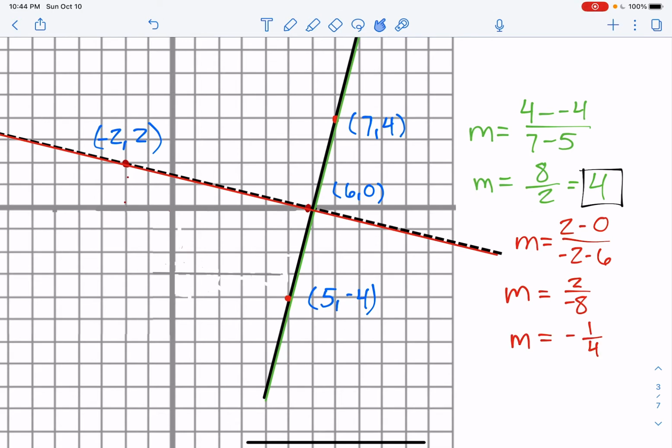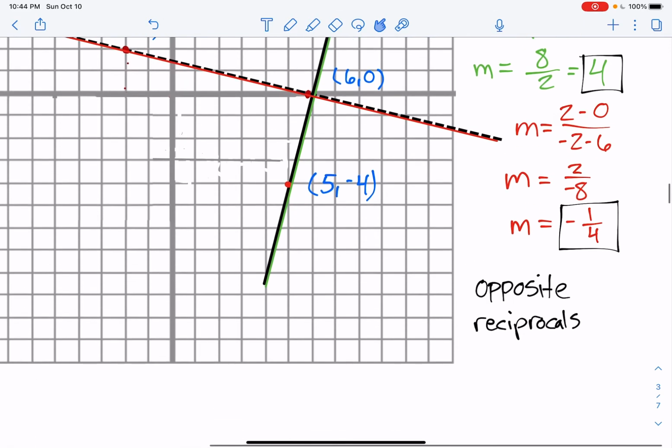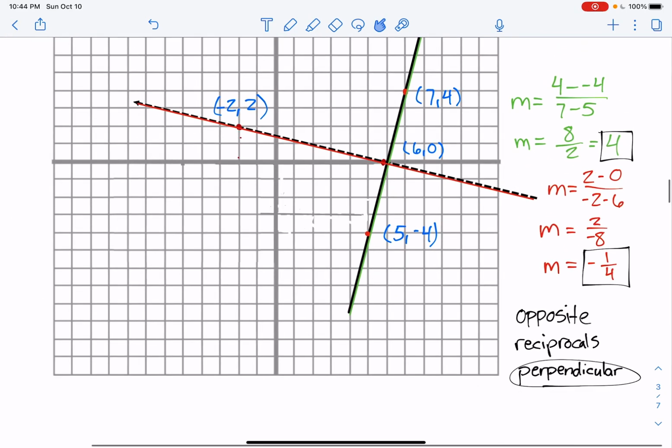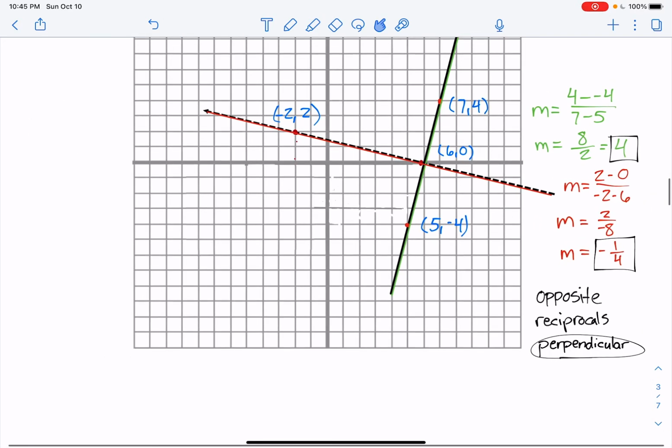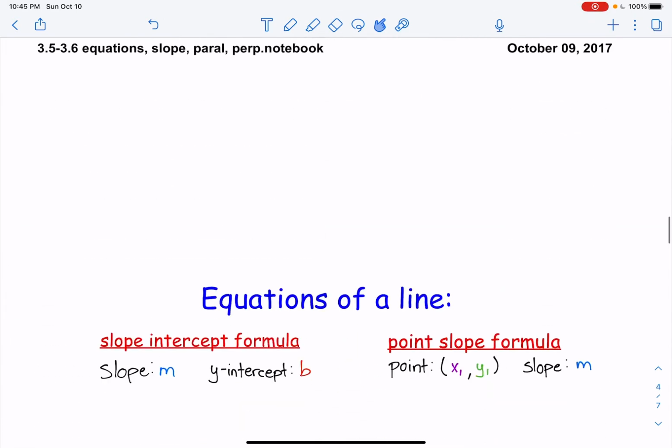Now remember, for green, that's 4 over 1. And for red, it's negative 1 over 4. Those are opposite reciprocals. Therefore, these are perpendicular. Which they look like they're perpendicular. That looks like a 90-degree angle. So that works. Okay, so that's how you do 3-5. That's all the information you need to know on how to do 3-5.